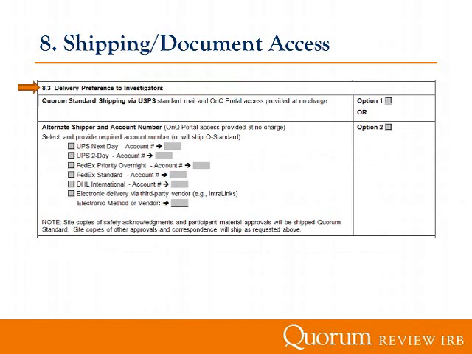8.3 is how you want your approval documents sent to your sites. The options are similar as before. Quorum covers the cost of shipping via U.S. mail, or you can provide an account number and have alternate shipping of your documents. Both of these options include the OnQ portal access at no charge.